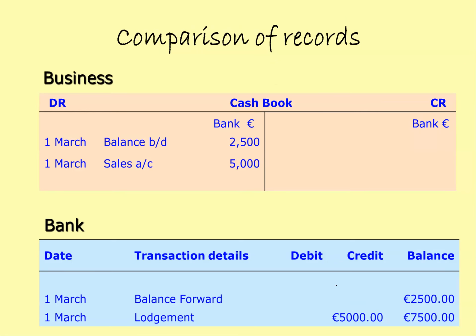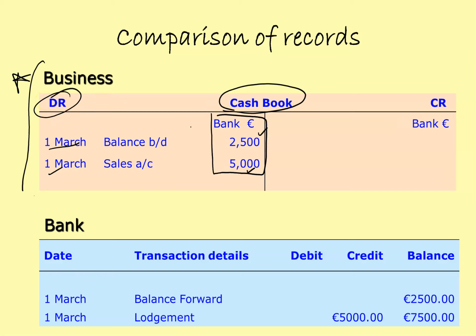Now, this is just a quick view of what we might see. So, if we ran a business, we would have a bank account in our cash book. So this is a ledger account, and it is our transactions with the bank. So you can see here, 1st of March, an example here, we have £2,500 in the bank. 1st of March, we make sales, and we lodge another £5,000 into the bank. You note that they're on the debit side because this is money we have in the bank. It is an asset. The bank is a debtor.